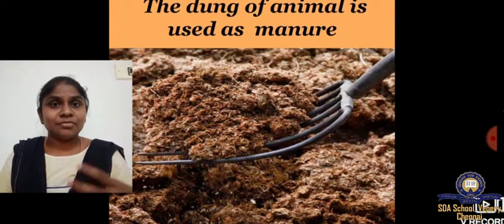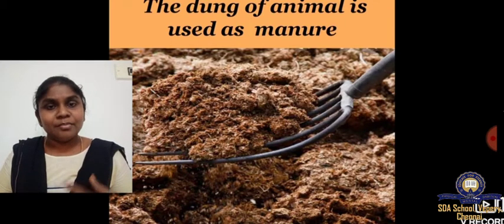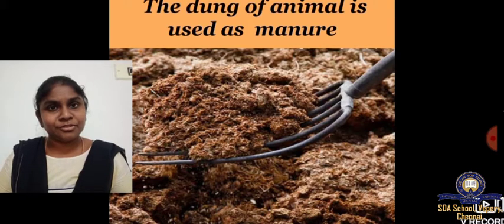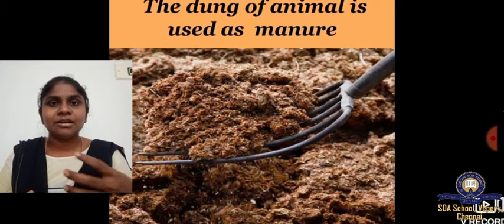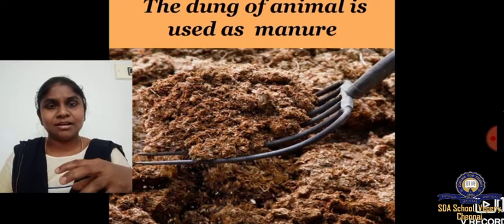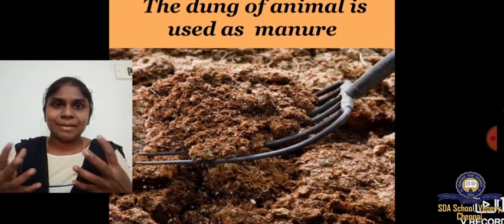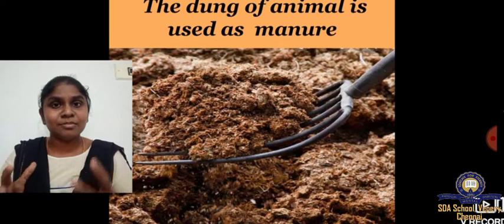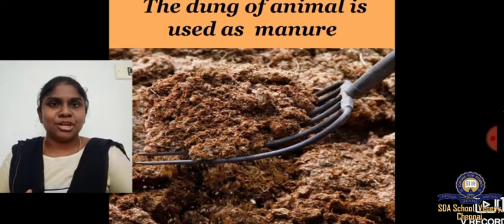Next, look at this. The dung of animal is used as manure. What do you mean by manure? Manure means it is a fertilizer. Fertilizer means uram. To improve the fertility of the soil and to improve the growth of the plant, we put manure in the soil. For that, the dung of animal is used. If you put cow dung in the soil, the plant will grow well. So the dung of animal is used as manure.